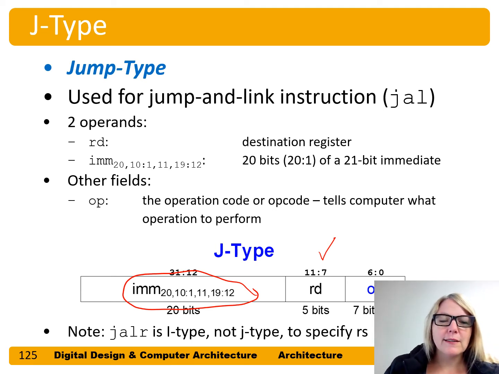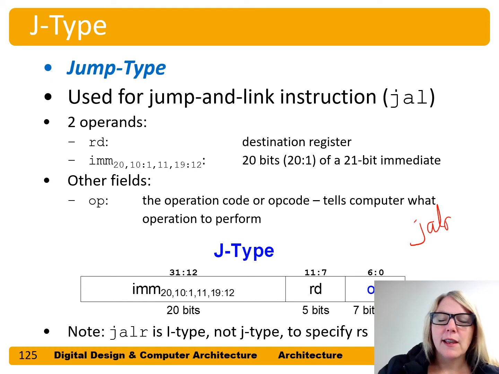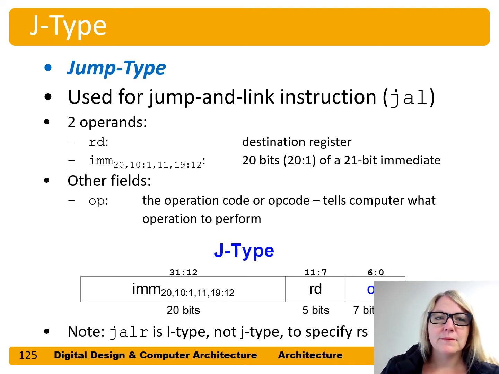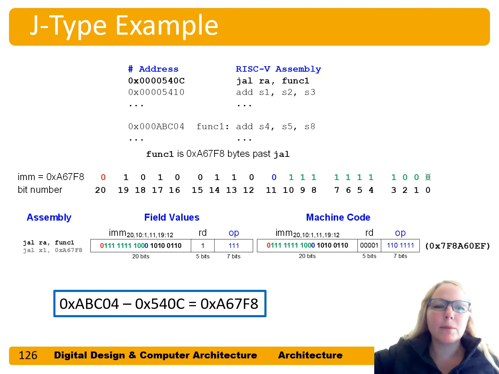So one thing to note is jump and link register is not a J-type instruction. Jump and link register, JALR, takes a source register, where we want to jump to a register. This is not a J-type instruction. It turns out JALR is actually an I-type instruction. So here we have a jump and link instruction, a J-type instruction. This is actually the only J-type instruction that we have in RISC-V.